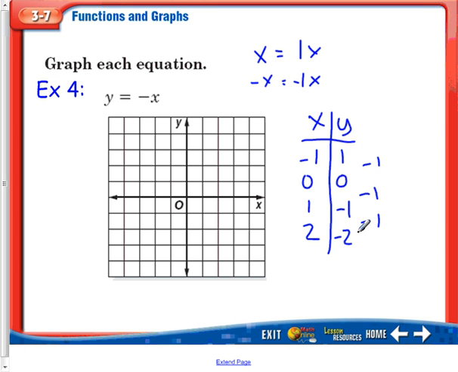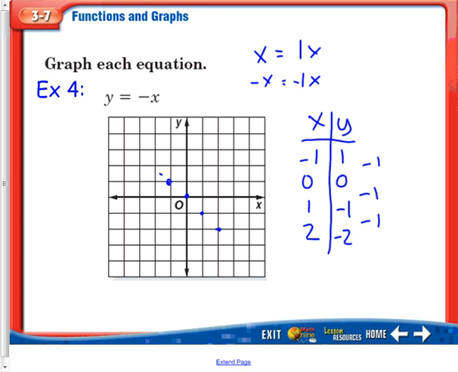Now, if you could predict here, are we going to be going up from left to right, or are we going to go down from left to right? Well, remember, we have a negative coefficient, so let's graph and find out. So we're going to go left 1, up 1. We're going to go right at the origin for 0, 0. We're going to go right 1, down 1 for 1, -1. We're going to go right 2, down 2 for 2, -2.